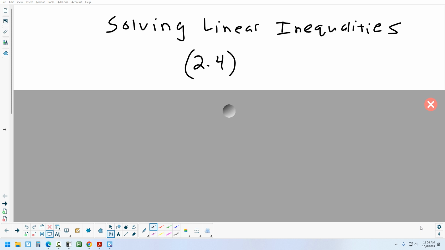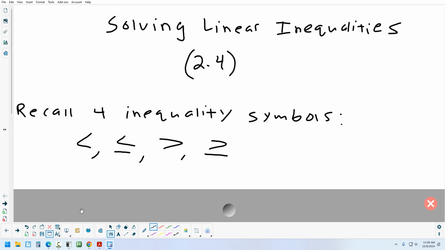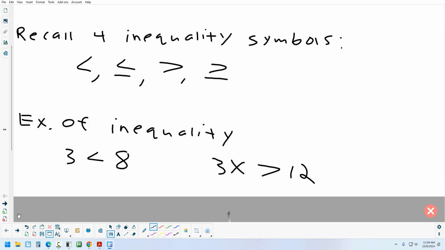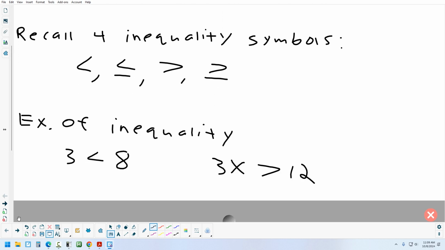Today we're going to look at solving linear inequalities. Because we're going to solve inequalities, that means our problem will have one of these four symbols in it instead of an equal sign. So less than or equal to, greater than or equal to.